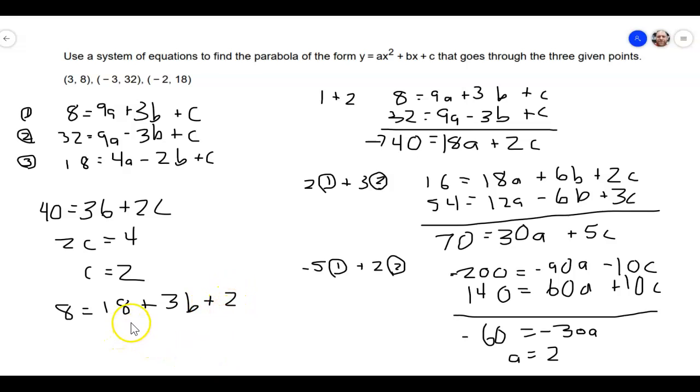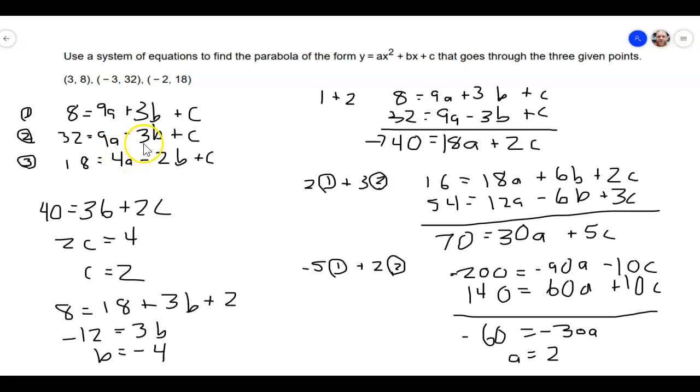Alright, so now I am going to subtract 20 from both sides. So that's going to give me a -12 over here. So -12 is equal to 3b. And finally, b is equal to -4. So those are my three values, 2, -4, and 2. So let's see if they work. So 18 and -12 is 6, plus 2 is 8, works for that one.